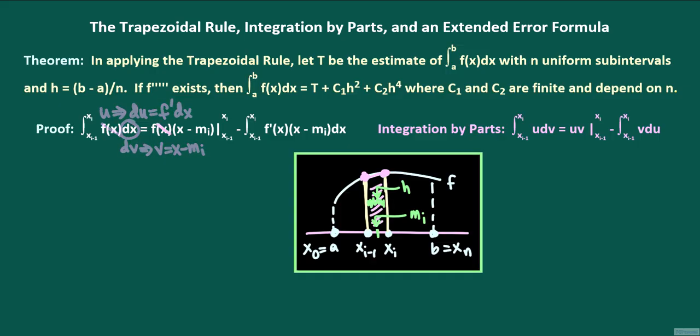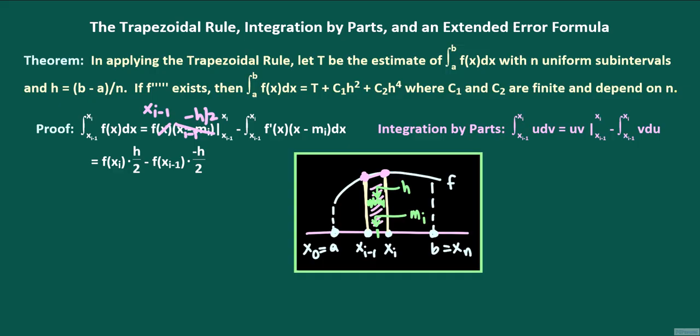We plug in x sub i for x in the first quantity. x sub i minus m sub i is h over 2, since m sub i is the interval's midpoint. We first get f of x sub i times h over 2. We plug in this time x sub i minus 1. x sub i minus 1 minus m sub i is minus h over 2. So we subtract f of x sub i minus 1 times minus h over 2.